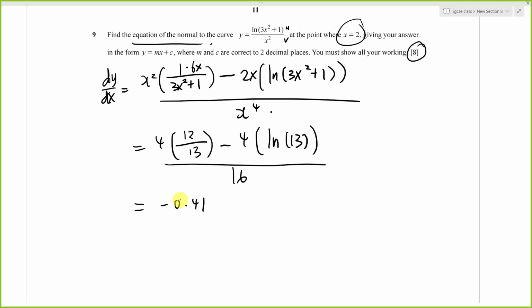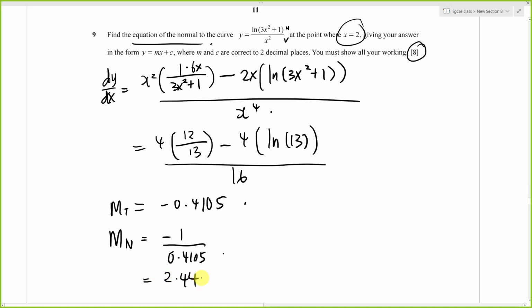Alright, so maybe I don't round off so much first, because I round off at my final answer, like what I say. So I put 4 decimals here, 0.4105. So this is the gradient of tangent, but I want the gradient of normal, which is negative 1 over this answer here. So I should always use my calculator, doing negative 1 divided by the answer. So yeah, my gradient of normal is 2.44. I hope this is correct.